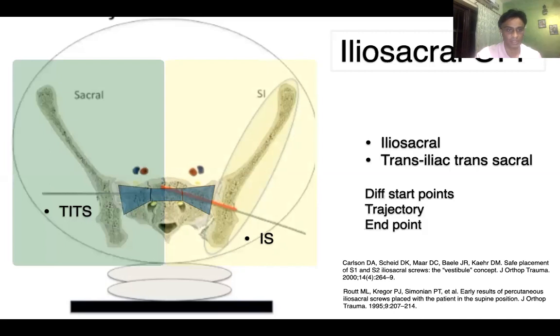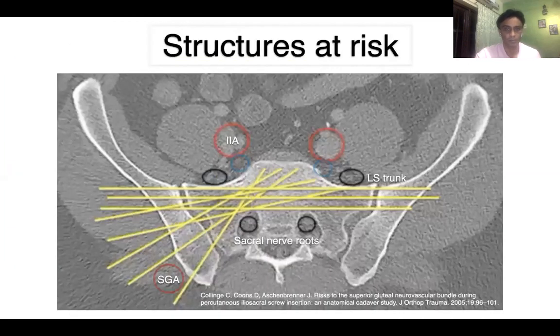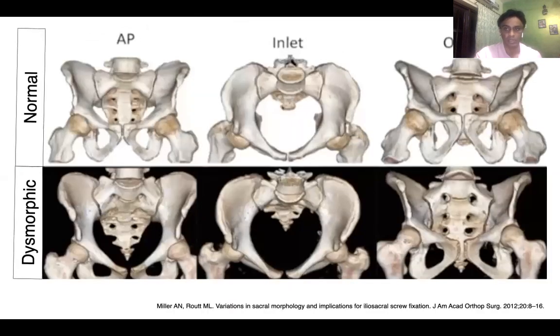And then you have the transiliac, transsacral option, where you have an absolutely horizontal pathway, which is predominantly used for fixing sacral fractures. You have to remember the structures that are at risk. There are a lot of structures that you can injure when you're using the iliosacral pathway, including the sacral nerve roots, the lumbosacral trunk, the internal iliac vessels, and sometimes even the superior gluteal nerve if your start point is too posterior. With regards to the iliosacral pathway, you need to know about the dysmorphic sacrum.